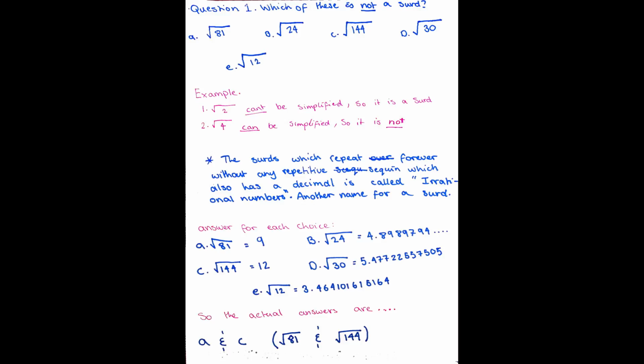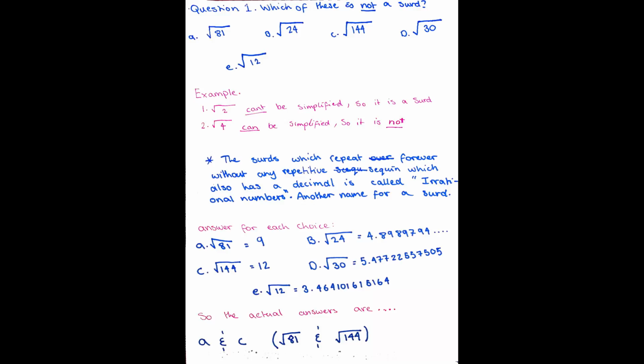So I solved each answer choice by using my calculator. For square root of 81, I got 9. For the square root of 24, I got this really long decimal number, which is 4.8989794 and onwards. For square root of 144, I got 12. Square root of 30, I got 5.477225575505. And the square root of 12, I got 3.4641016156164.